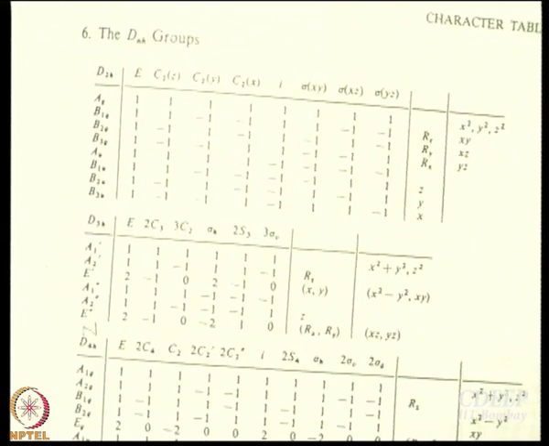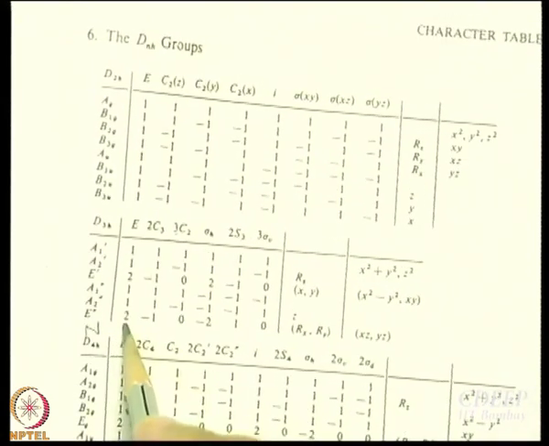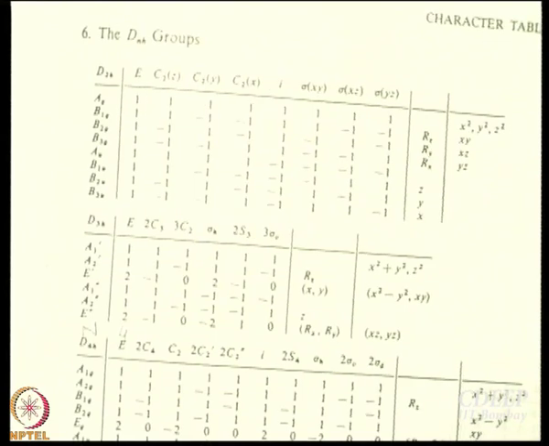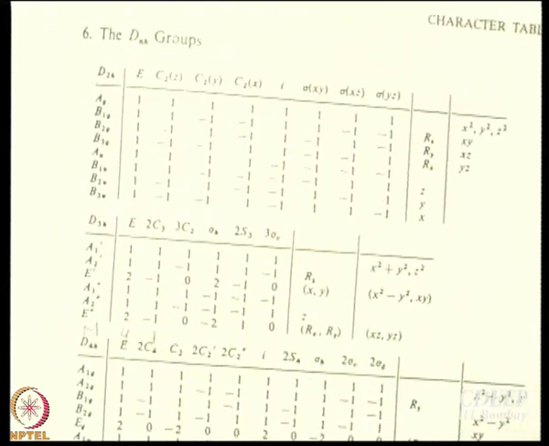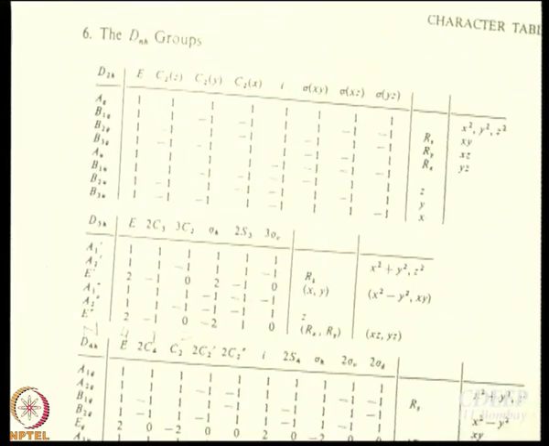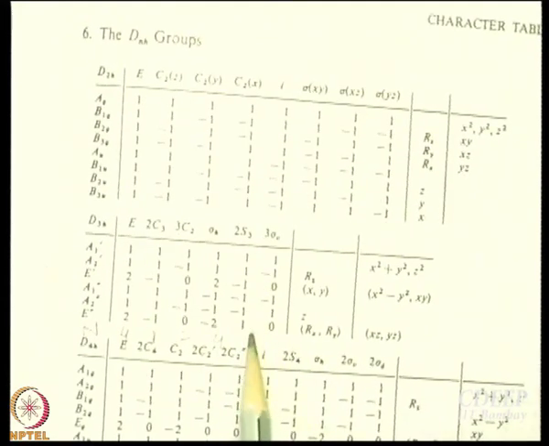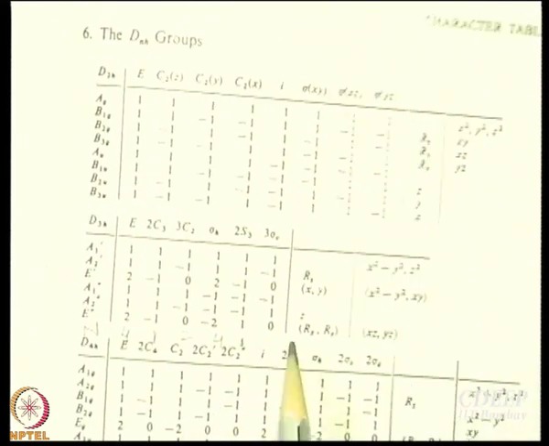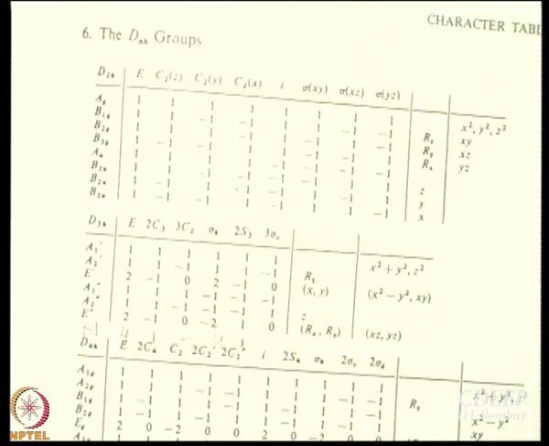What is the number of atoms that do not get changed for E? 4 in our case. For C3, 1. For C2, sigma H, S3, sigma V. So now what you can do is, you can work out gamma xyz also.